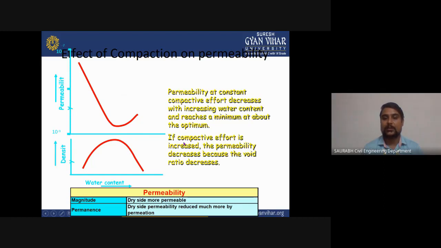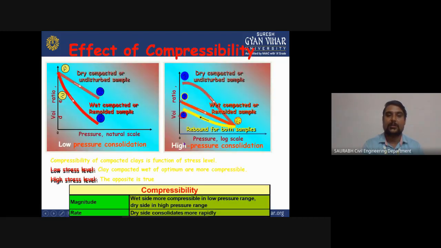Permeability at constant compaction effort decreases with increased water content, and reaches a minimum at about the optimum. If compactive effort is increased, the permeability decreases because the void ratio decreases. This is the graph which is showing the relationship between water content and density, and water content and permeability.